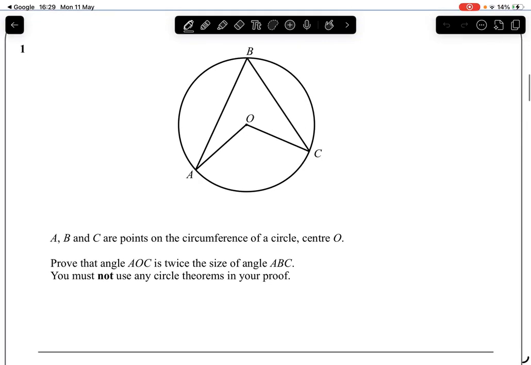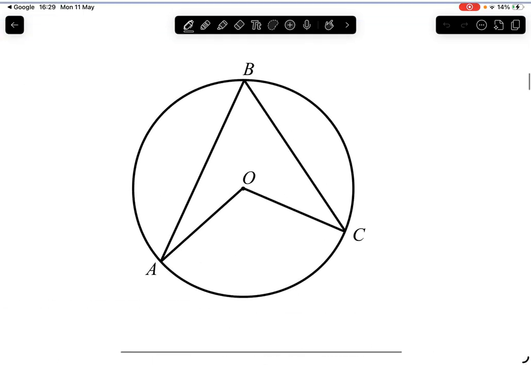Okay, so the first one is: A, B and C are points on the circumference, as you can see on the circle. Prove that angle AOC is twice the size of angle ABC. You must not use any circle theorems in your proof. So basically, I'm proving that the angle at the centre is twice the angle at the circumference when they are subtended by this same arc down here.